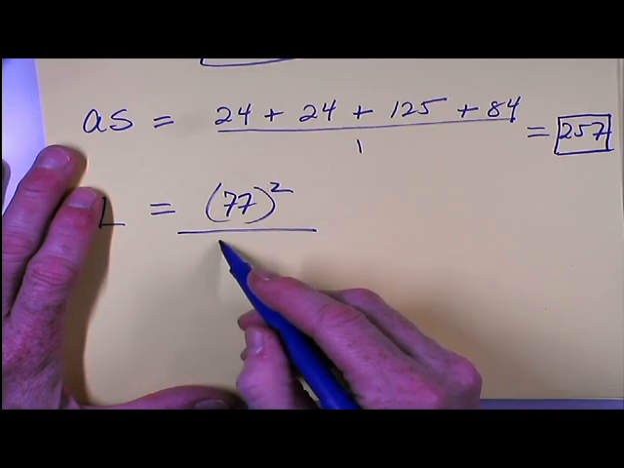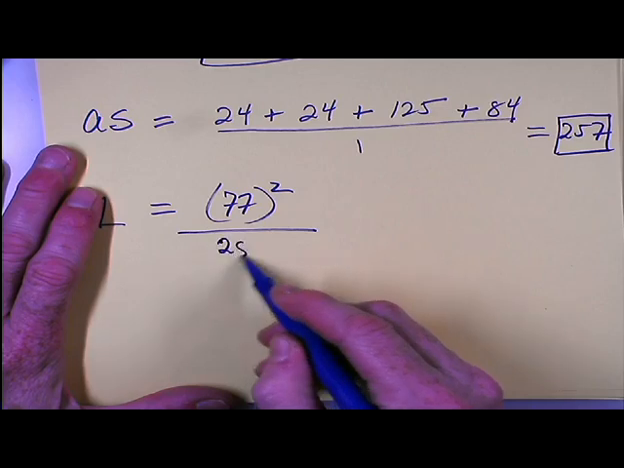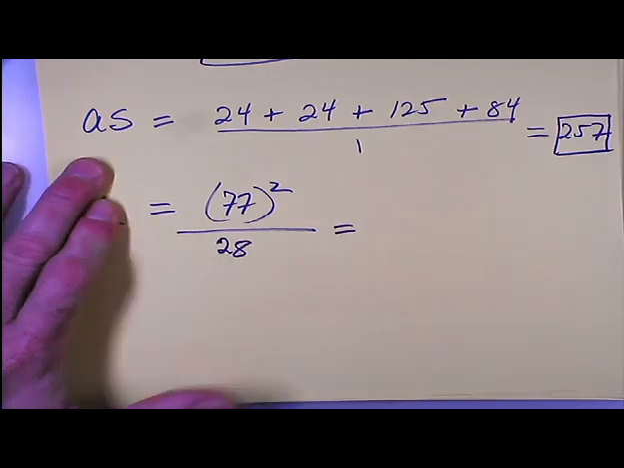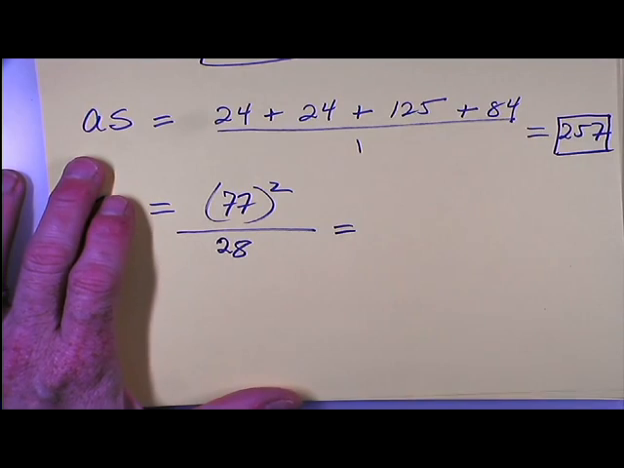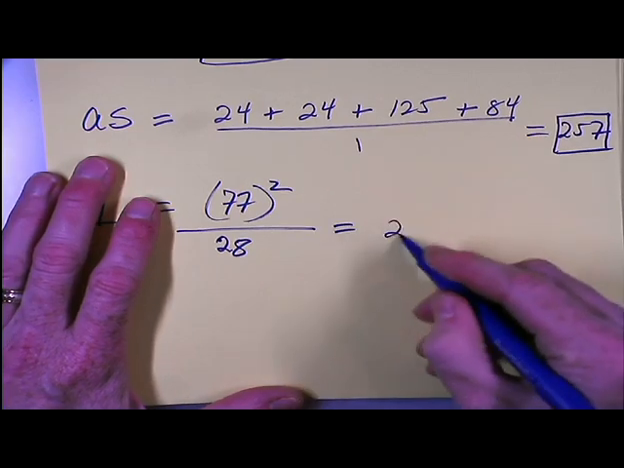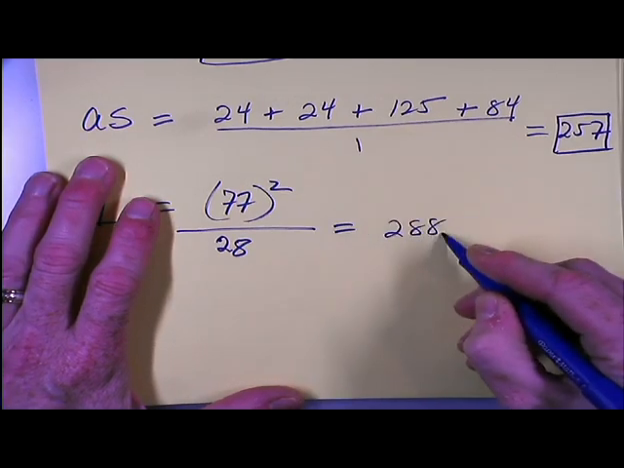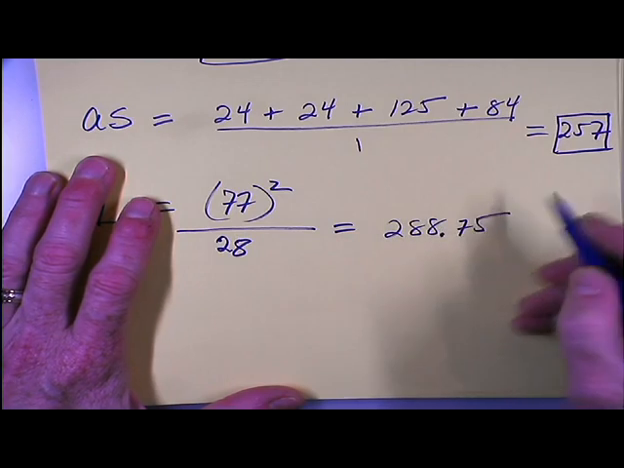Somebody said it. Dave, is that you? 28. Okay. So you go 77 squared divided by 28 equals 288.75.